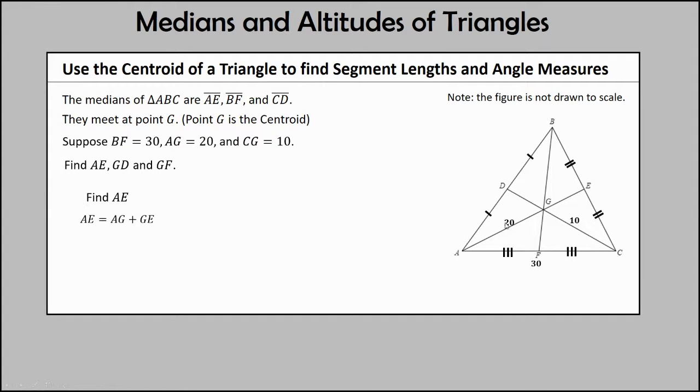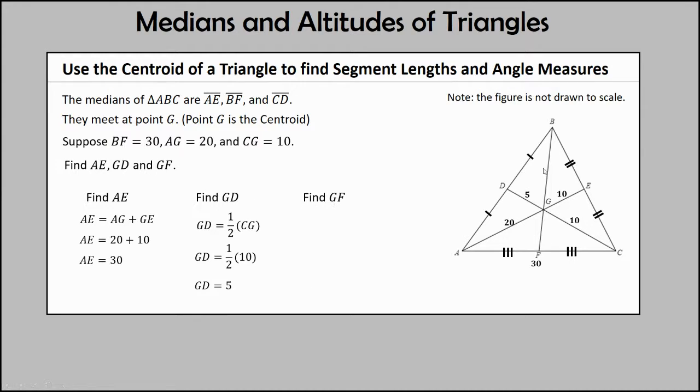The first one is, what's A to E? They want the full length of this. Well, A to G is 20. We know G to E is 10. So we know A to E is 30. How about G to D? Well, we know that's half as long as this one. If this is 10, this one's got to be 5. Half of CG.